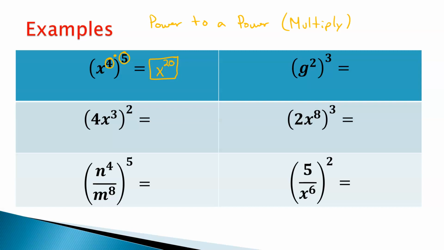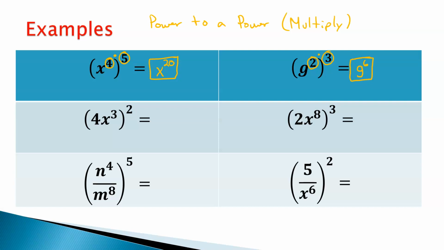Moving on here, g to the 2nd power, and all of that in parentheses to the 3rd power. So I know that I have an exponent being raised to another exponent. The shortcut here, power to a power, says we are going to multiply. This is going to be g to the 6th power.